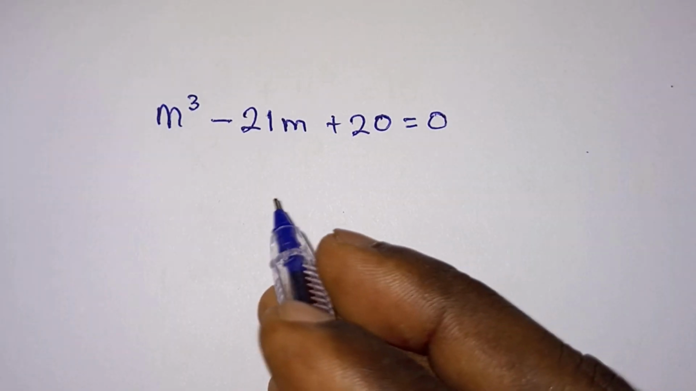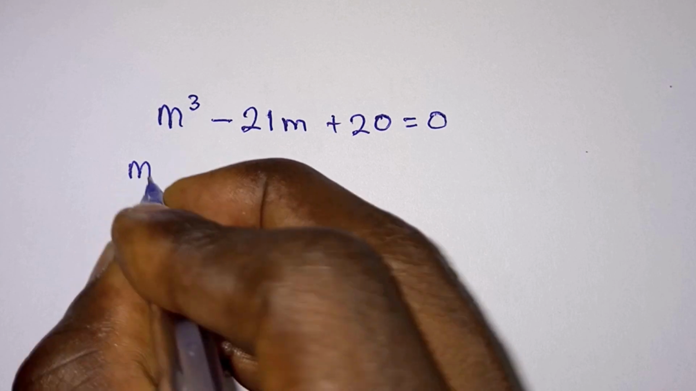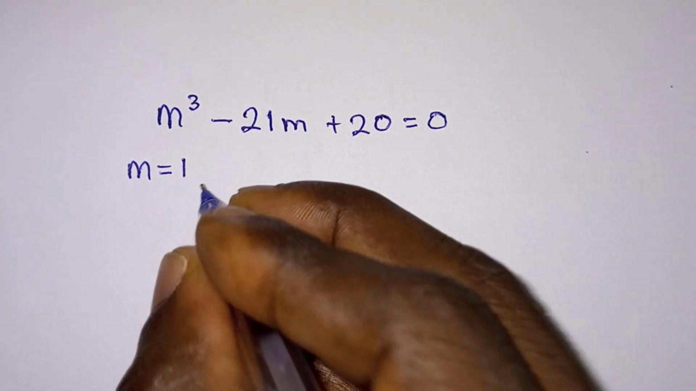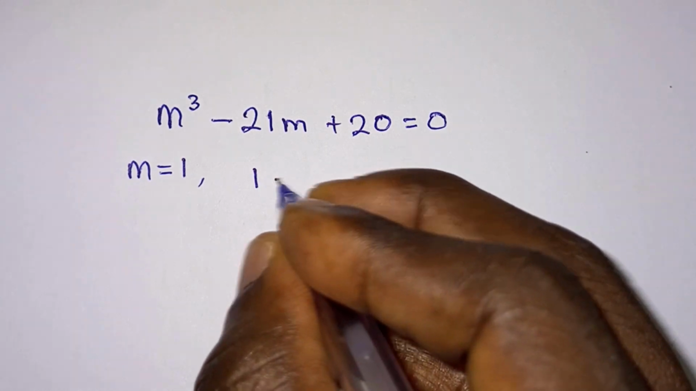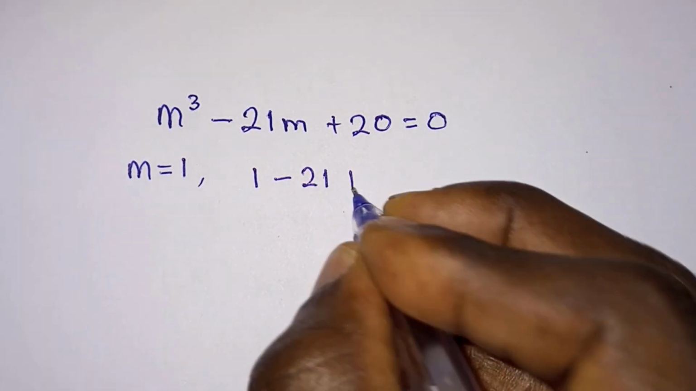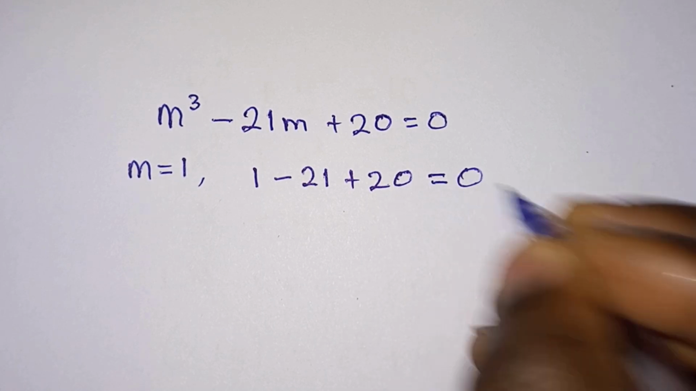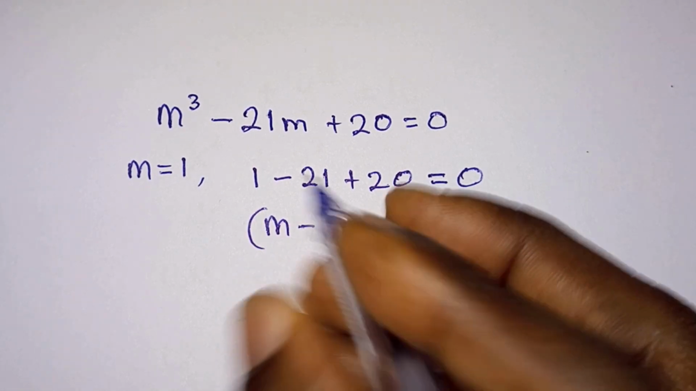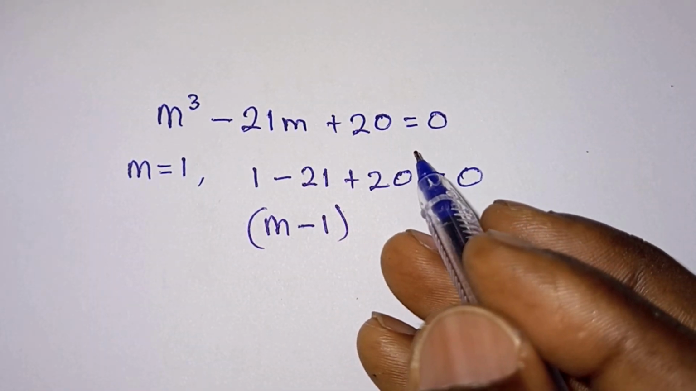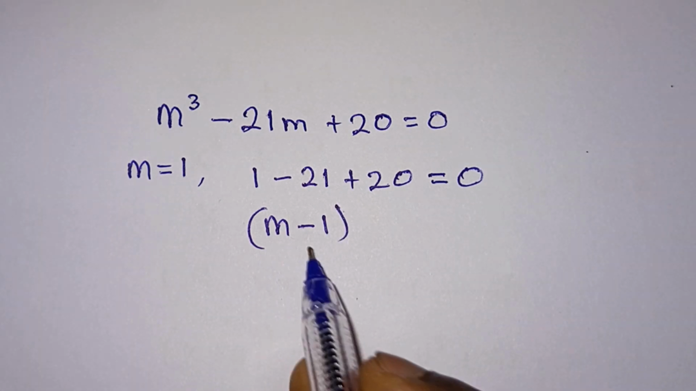We have a cubic equation, so how do we solve this? Let's test for m is equal to 1. If m is equal to 1, we're going to have 1 cubed, which is 1, minus 21 plus 20. And we see that this is equal to 0. So it means that m minus 1 is a factor of this cubic equation. Therefore, let's divide this equation by this factor.